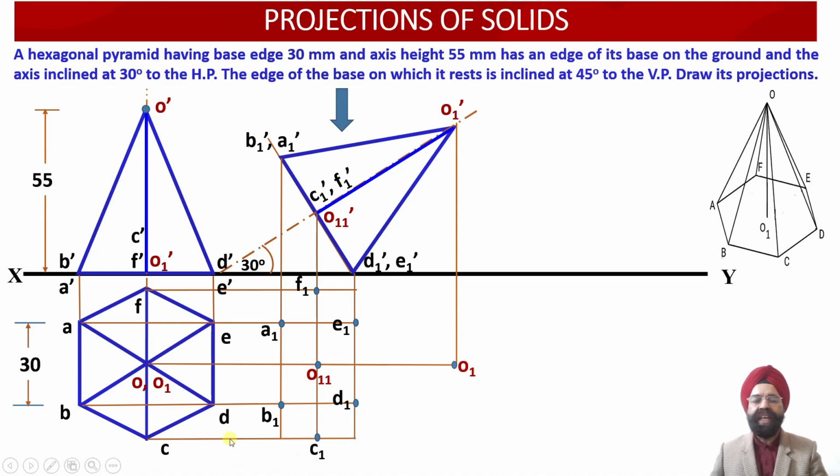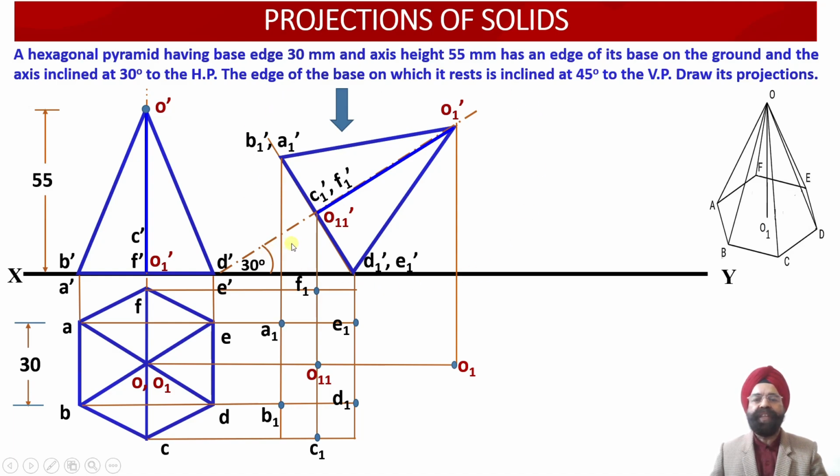So through point C, we have drawn a horizontal projector line. Through point C1 dash, we have drawn a vertical projector line. The intersection of these two projector lines will provide us with the location of C1 in the plan projection view. This way, all the 8 points of the plan projection view corresponding to this inclined hexagonal pyramid have been obtained. Now we are required to join all the edges over here.